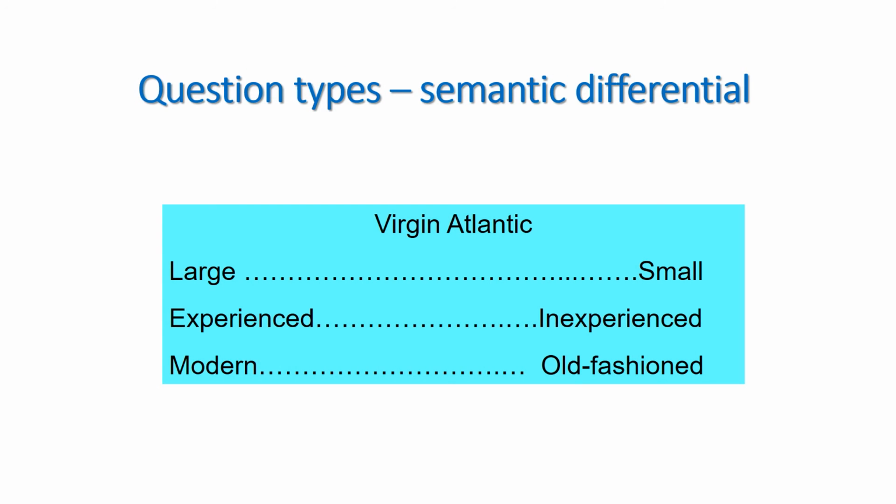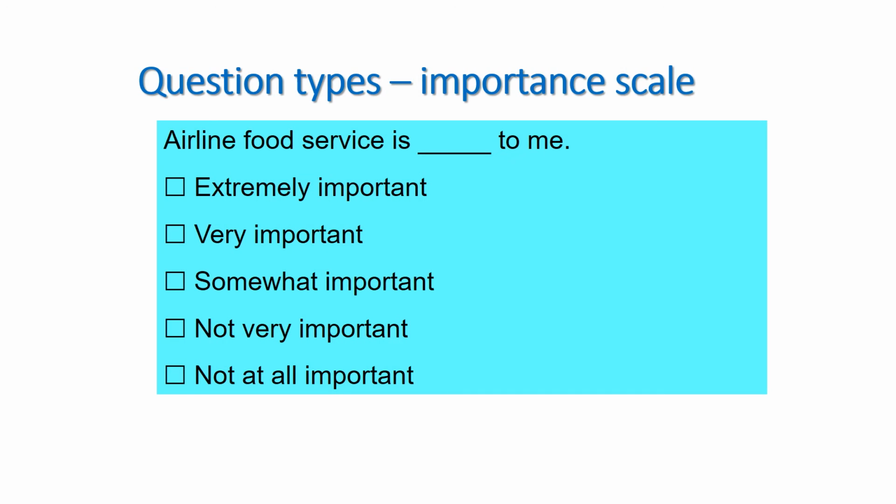Question types: semantic differential, like Virgin Atlantic, large to small, experienced to inexperienced, modern to old-fashioned. In terms of an importance scale, airline food is which one of these to me? Is it extremely important, very important, somewhat important, not very important, or not at all important?